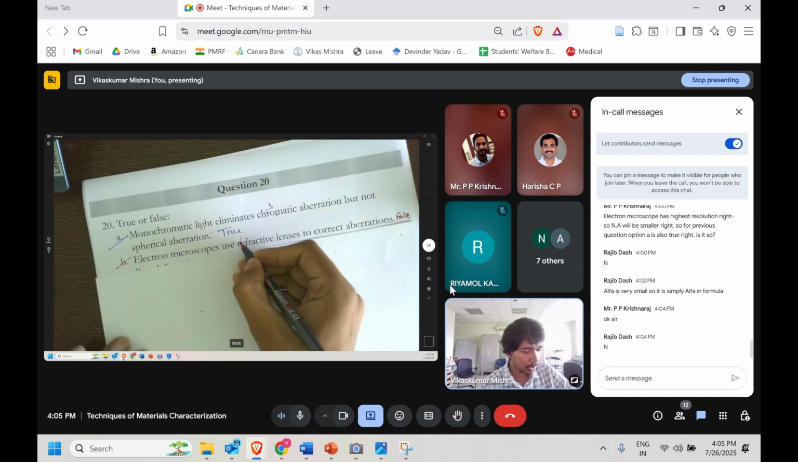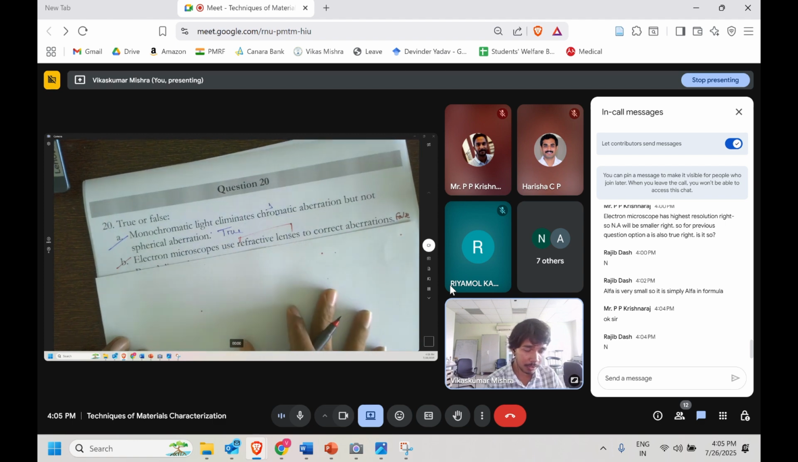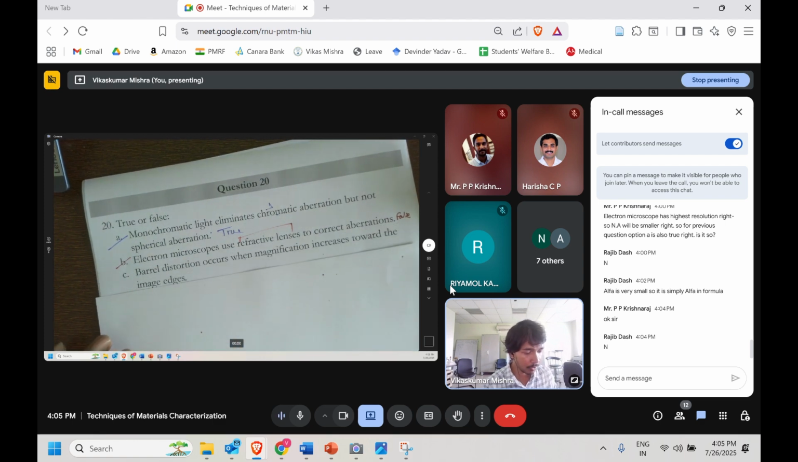So it's not these things. In electron microscopy, we don't talk about these things. Okay, refractive lenses and all, this is in the optical microscope.